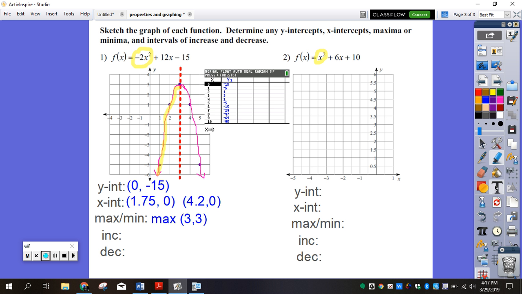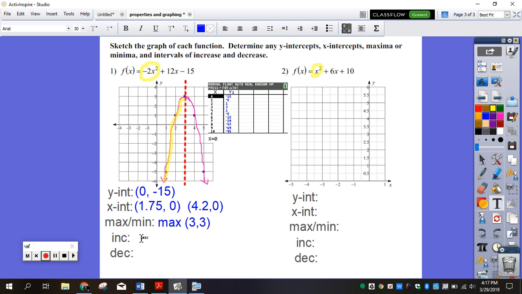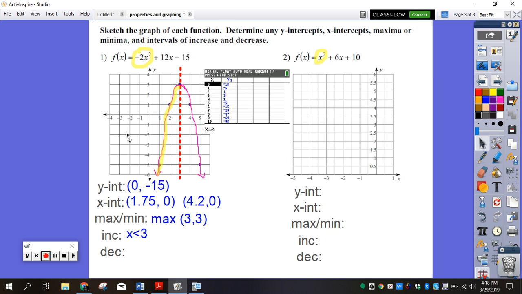So the way I define that is I say, okay, any x value to the left of that axis of symmetry represents my increasing half. So to the left goes with less than. So we'd say x is less than 3. That's the half of the graph that is increasing.